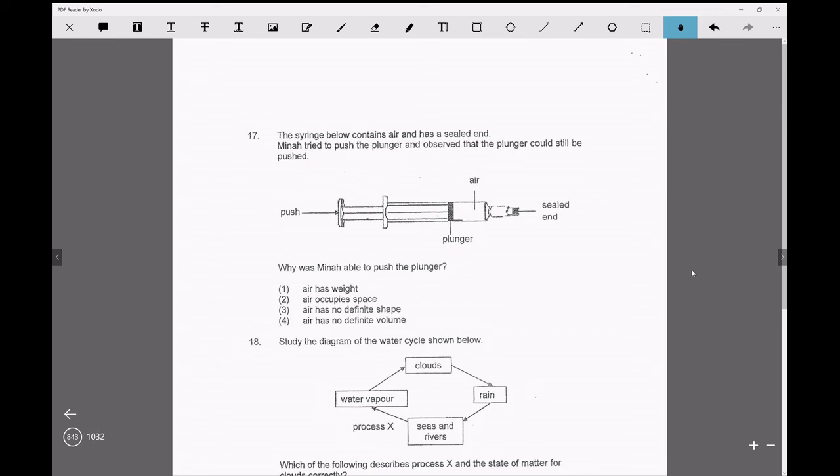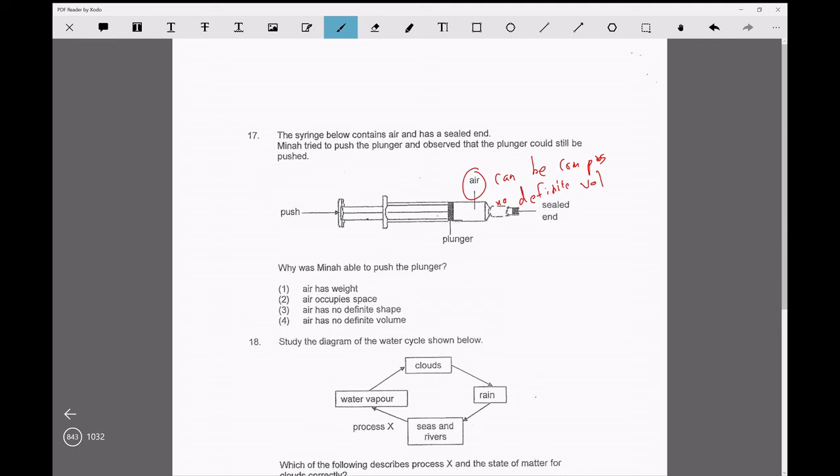A plunger, if you have watched the metals video from before, you should know that a plunger is there to test whether or not something has a definite volume. That means whether or not it can be compressed. So you can press the plunger, because air can be compressed, and air has no definite volume. It has no definite volume, that's why it can be compressed.